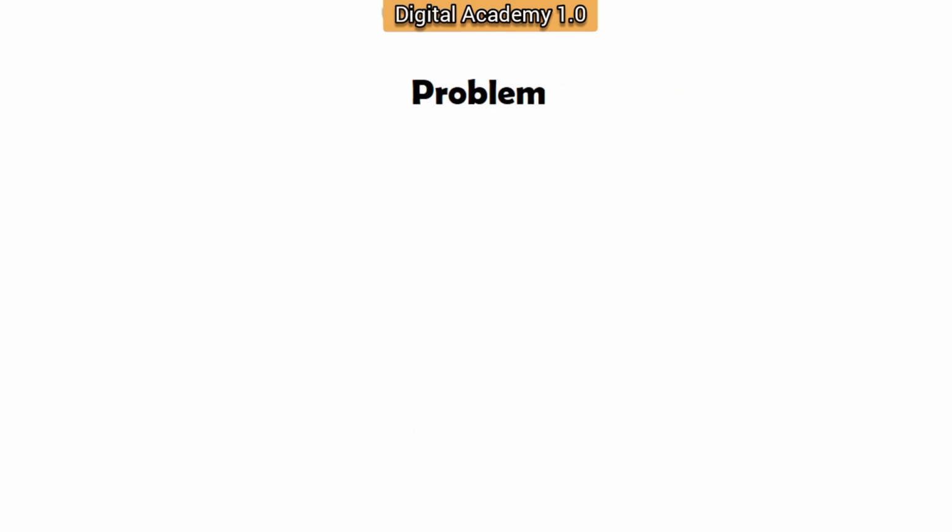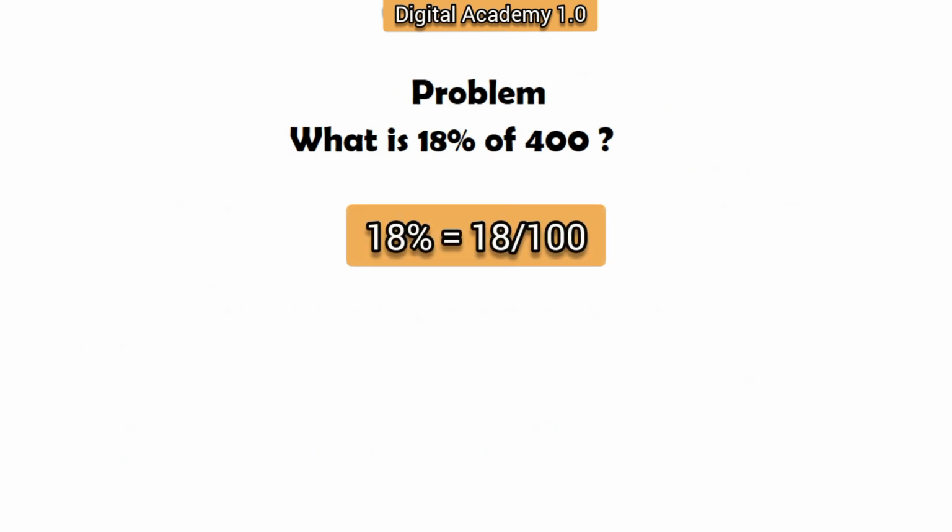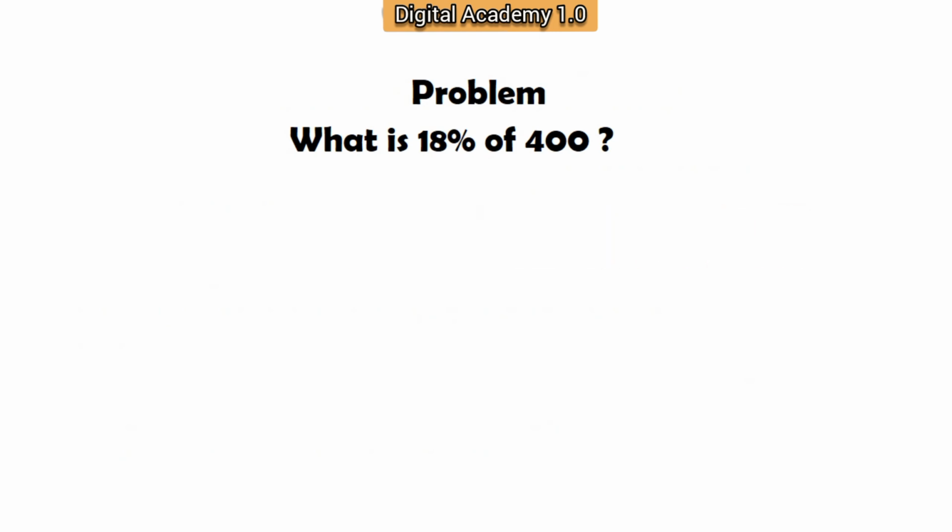Problem 1. What is 18% of 400? Here we need to find the percentage. Solution: 18% means 18 out of 100. So, we can set up the equation: x equals 18 divided by 100 and multiplied by 400.